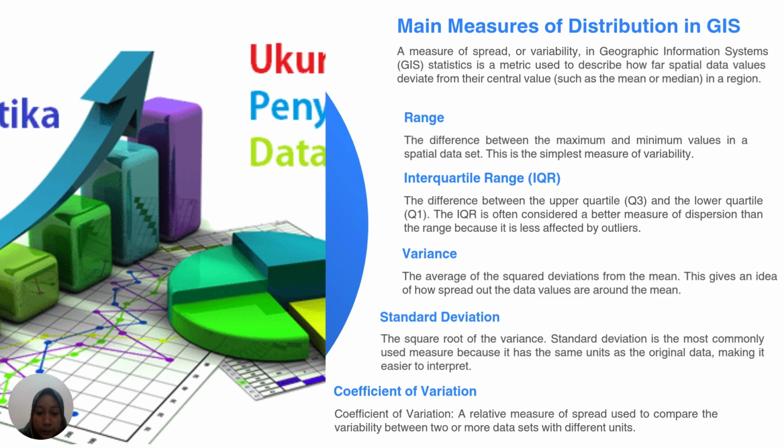Coefficient of variation, a relative measure of spread used to compare the variability between two or more datasets with different units.